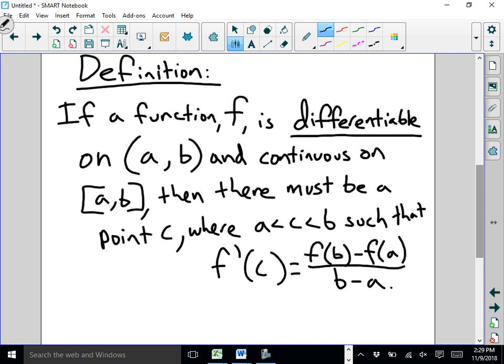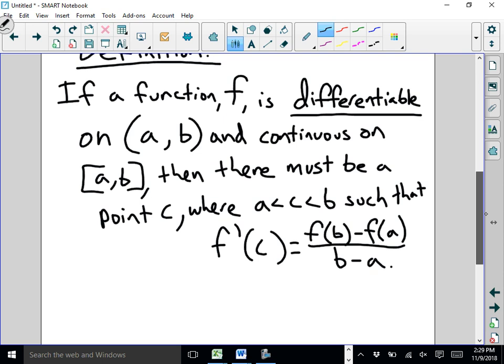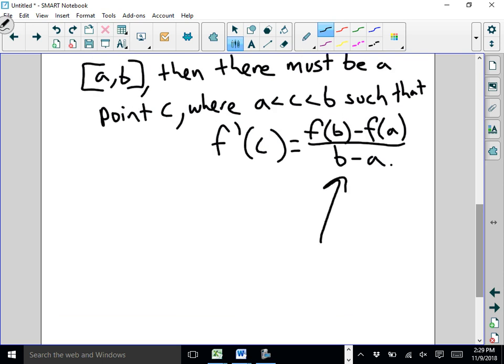Now that (f of b minus f of a) over (b minus a) was our same quotient for average rate of change. So just as a reminder, this is just the slope of the line connecting the two points with x values a and b. This is also our average rate of change.